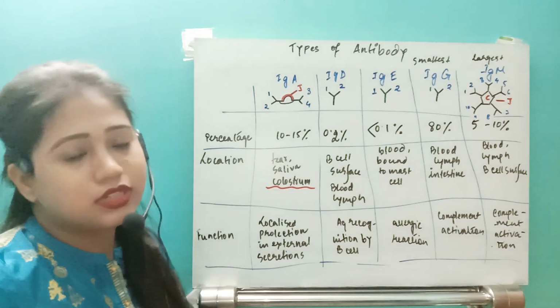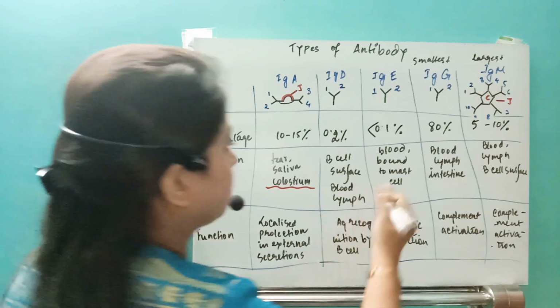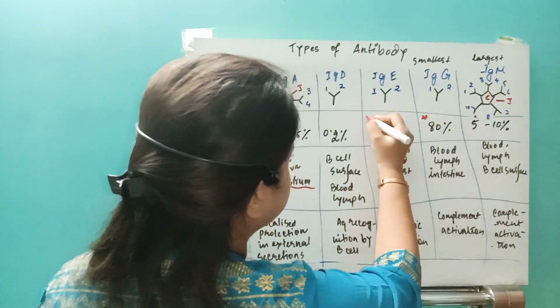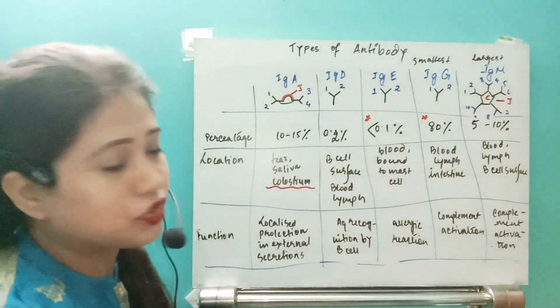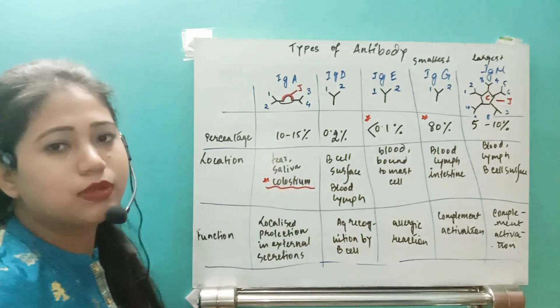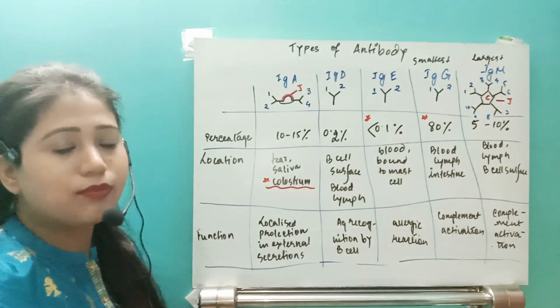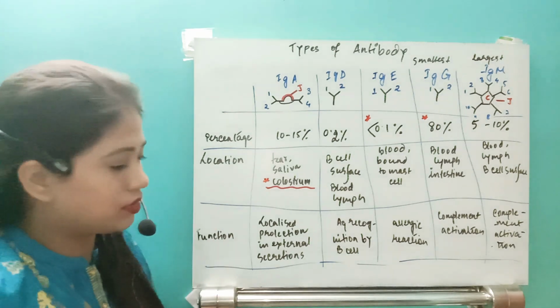Now the most important thing is their function. From here, these two points are going to be very important: this is 80%, this is 0.1%. Also important is which antibody is present in colostrum, not only from this chapter but also from the human reproduction chapter.